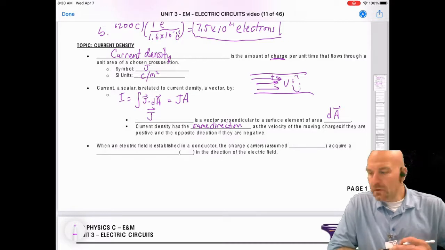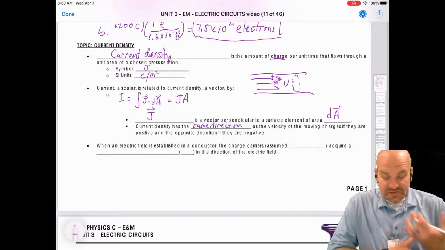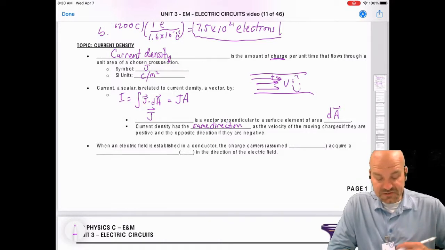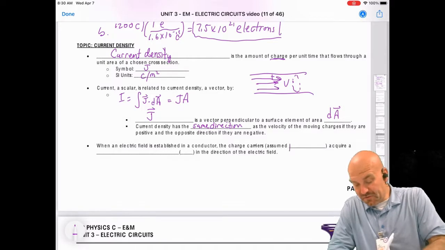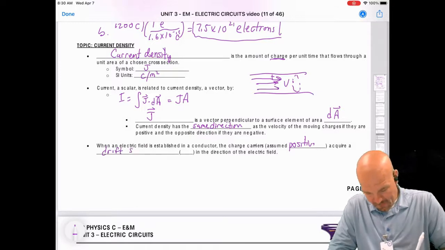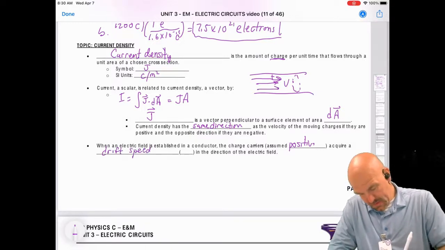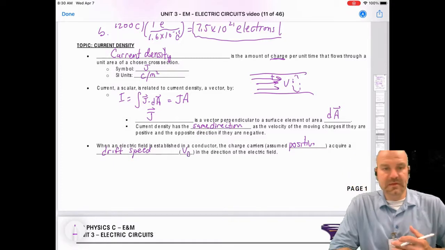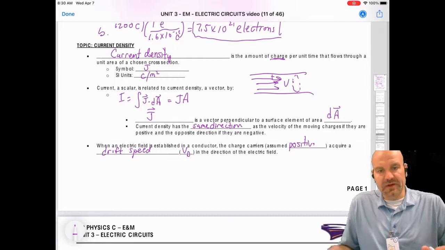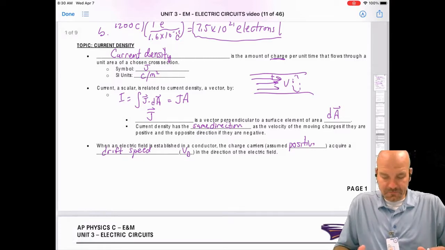Now, because they're moving, they're moving with a velocity. When an electric field is established in a conductor, the charge carriers, assumed to be positive, acquire what we call a drift speed. We call it V sub D, the drift velocity or drift speed, in the direction of that electric field.